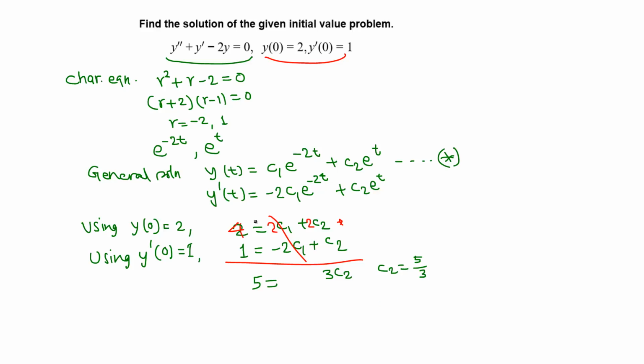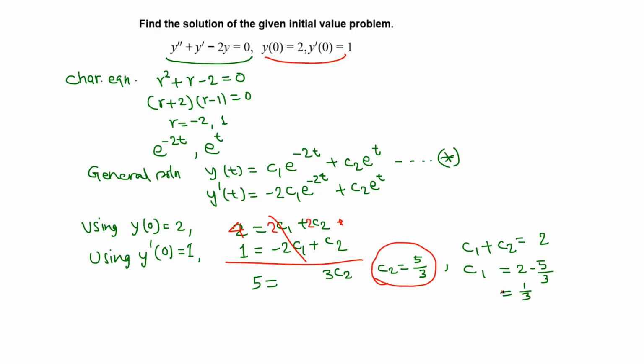Okay, and we had C1 plus C2 equals 2. Let's plug in the value of C2 and find C1. So C1 equals 2 minus C2. C2 happens to be 5/3. 2 is the same as 6/3, right? 6/3 minus 5/3 is 1/3. So C1 is 1/3, C2 is 5/3.